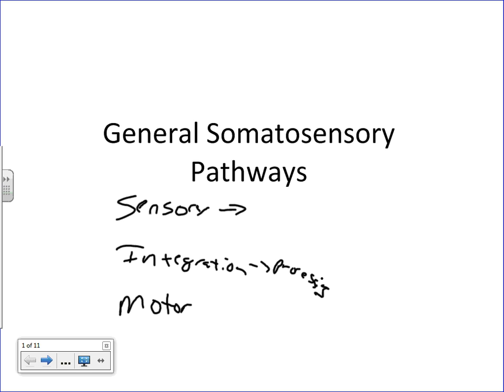they work, and we gave a very brief example of one type of pacinian corpuscle, and so now what I want to talk about is how, once we transduce a stimulus, we get that information to the brain. Okay, how do we get that information to the brain? So that's going to be the focus of this, hence the title, General Somatosensory Pathways.